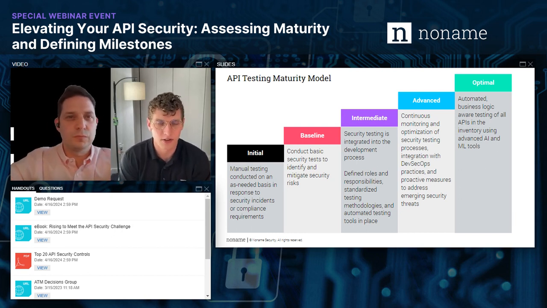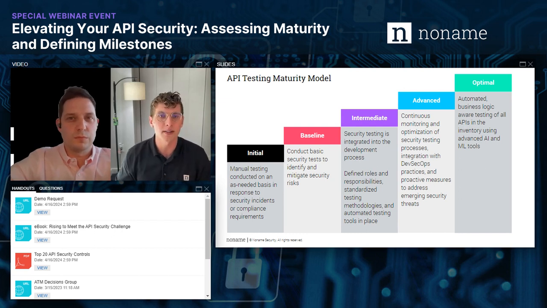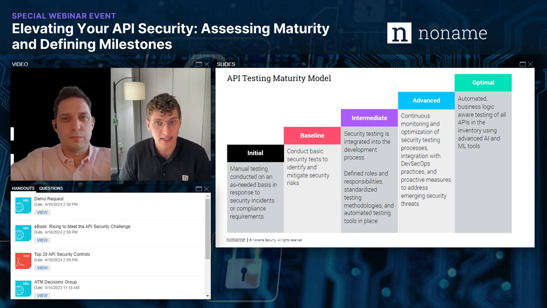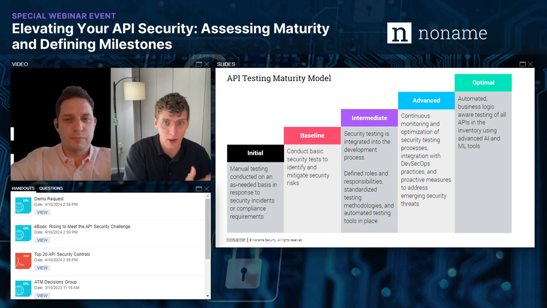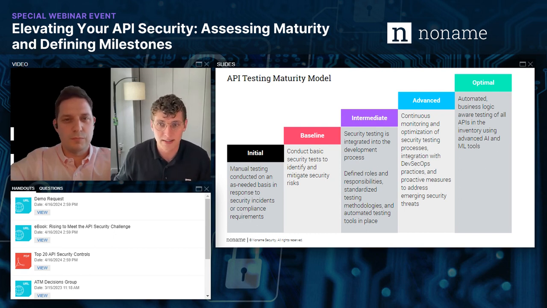At the intermediate level, you can see the trend here, things start shifting pretty drastically. At this level, there's a clear understanding of the importance of security testing in the software development lifecycle. These organizations have implemented structured approaches to API security testing. The important distinction is that testing is starting to get integrated into the development process with defined roles and responsibilities. So this is the QA teams, dedicated time in sprints for testing, standardized testing methodologies, and then we see some automated testing tools and frameworks in place to help guide them on this journey.